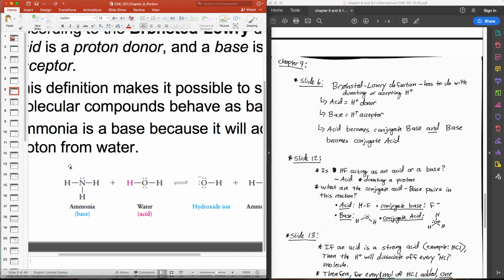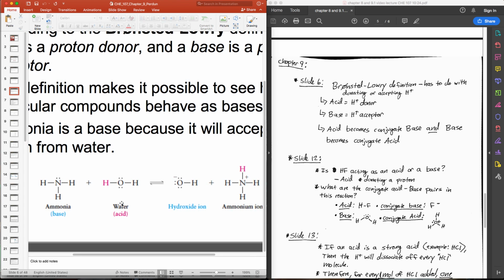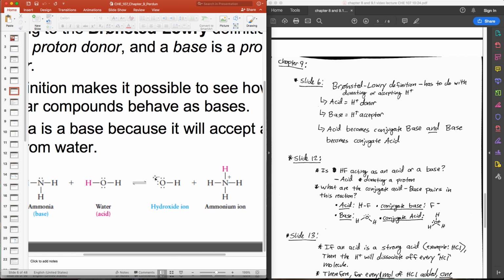So in this situation, using the Bronsted-Lowry definition, we can see this ammonia is the base. Why is it the base? Because it is accepting a hydrogen ion, okay? The hydrogen ion has to come from somewhere, so where is that hydrogen ion coming from? It's coming from the water, which is acting as an acid, right? And so therefore, we're getting a hydroxide ion and an ammonium ion.